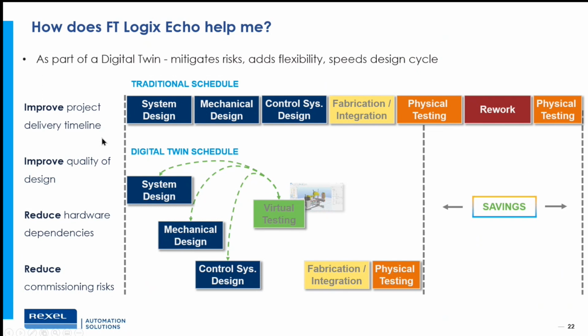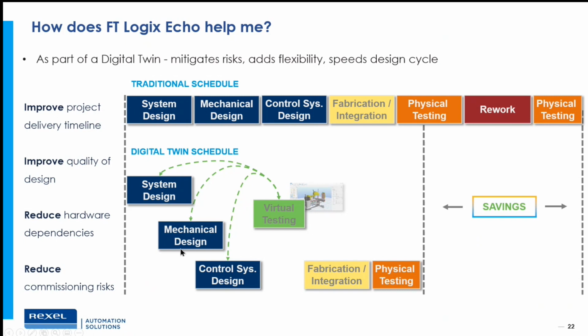So, as part of a digital twin, this would be a traditional timeline for the delivery schedule. You have your system design, mechanical design, and control system design. Then you build the machine. You integrate it in, then you do your physical testing, and then you do some rework based on what you see, and then you do more testing and maybe more rework, and maybe you're in this cycle for some time.